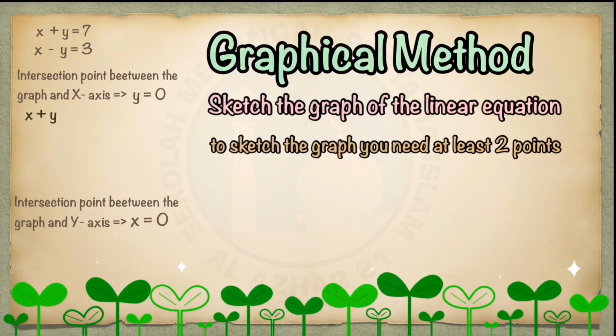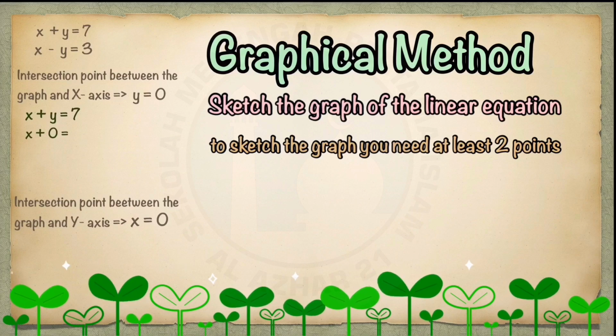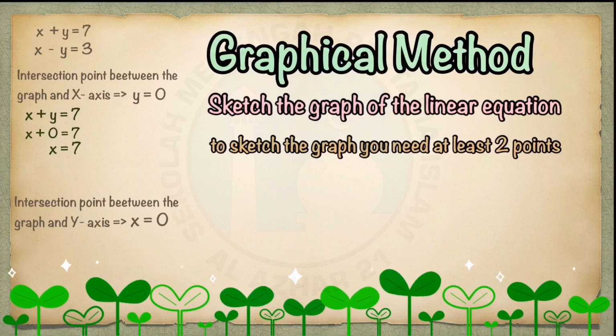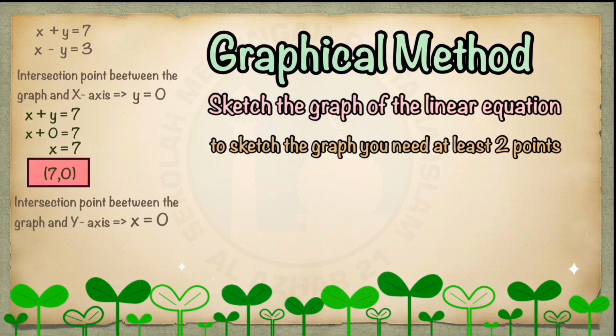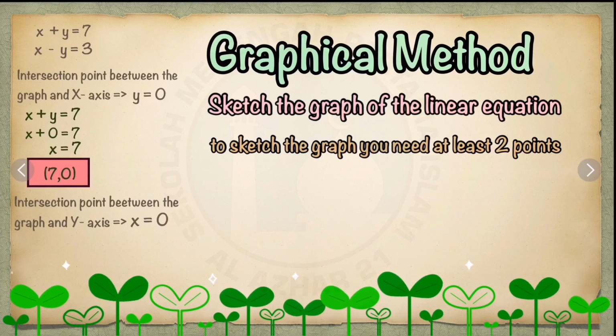I will substitute the value y = 0 into the first equation. It will be x + 0 = 7. So the value of x is 7. Now you have the intersection point between the first graph and the x-axis. It's (7, 0). Then I will substitute the value y = 0 into the second graph.